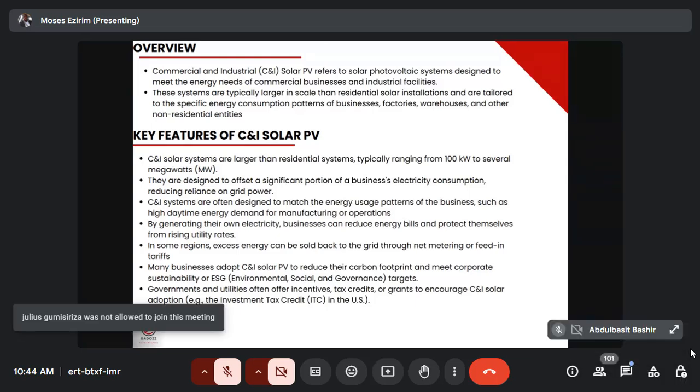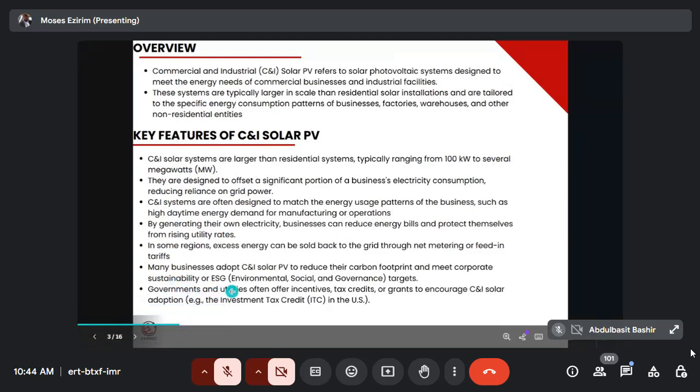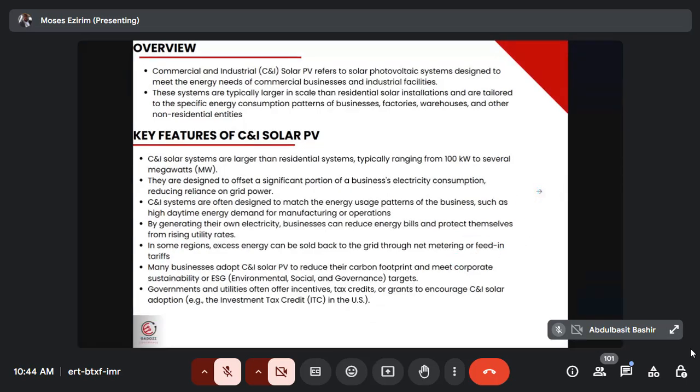Now the government and utilities often offer incentives. I'm sure you know there are incentives for C&I. Here in Nigeria, if you are importing solar, there is import duty free. You don't have to pay import duty. They've waived the 5% import duty for solar. That is the government incentive we are talking about. And I'm sure in other countries as well there are a lot of incentives by government. All these are put in place just to ensure we meet up with the goals. All right, so now let's proceed.